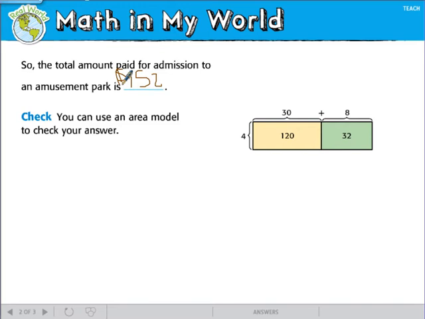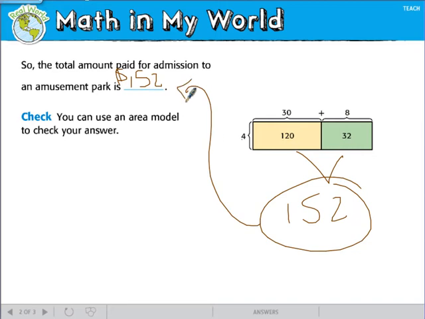Now, they're using an area model to check our answer. It's a pretty neat idea. I like the area models. You guys seem to have gotten a pretty good grasp of them as well. So 4 times 30 is 120. 4 times 8 is 32. 120 plus 32 is 152. So by adding them together, we can see that yes, that is our answer. Remember, what property of multiplication allows us to use an area model to check our answer? The distributive property.